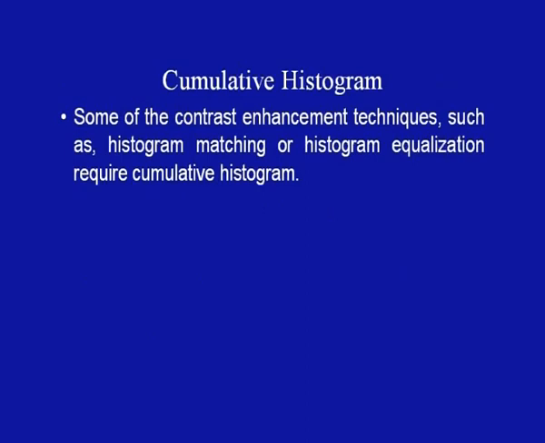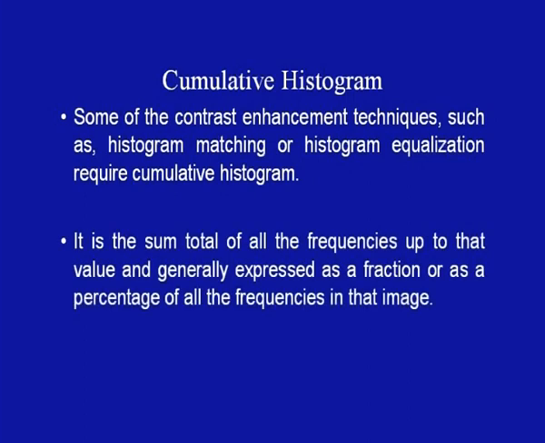The next parameter is cumulative histogram. Some of the contrast enhancement techniques such as histogram matching or histogram equalization require cumulative histogram. It is the sum total of all the frequencies up to that value and generally expressed as a fraction or as a percentage of all the frequencies in that particular image.